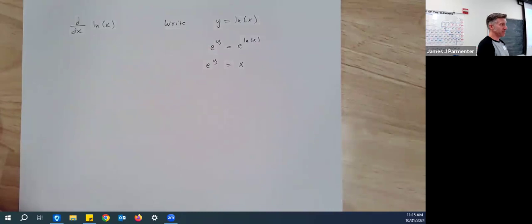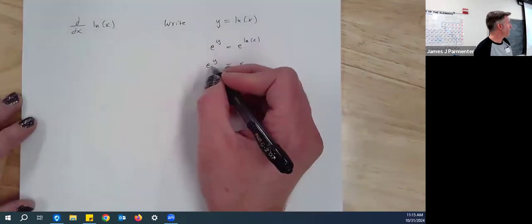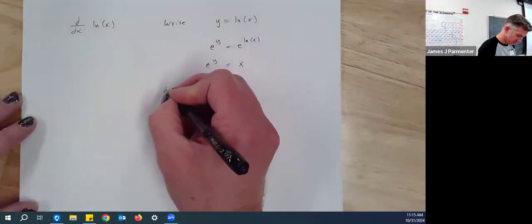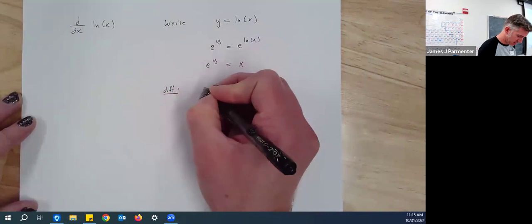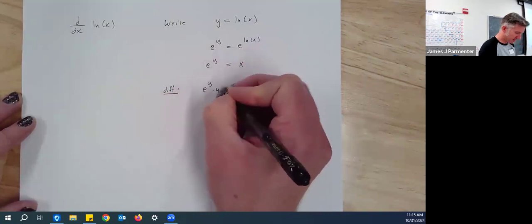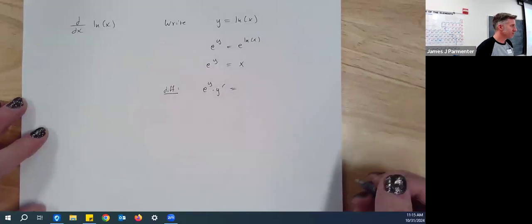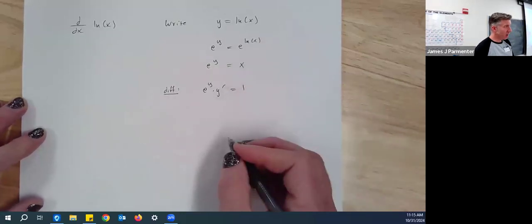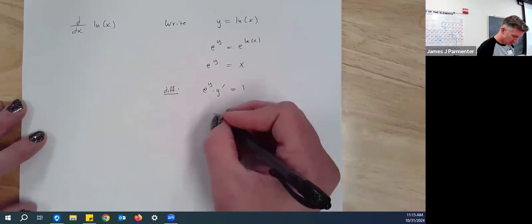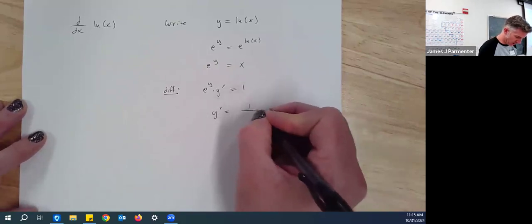And now we're going to do the implicit differentiation thing. We're going to take the derivative of both sides. What's the derivative of e to the x? What's the derivative of e to the stuff? Times the derivative of the stuff. What's the derivative of x? Just 1. So then solving for y prime, y prime is equal to 1 over e to the y.